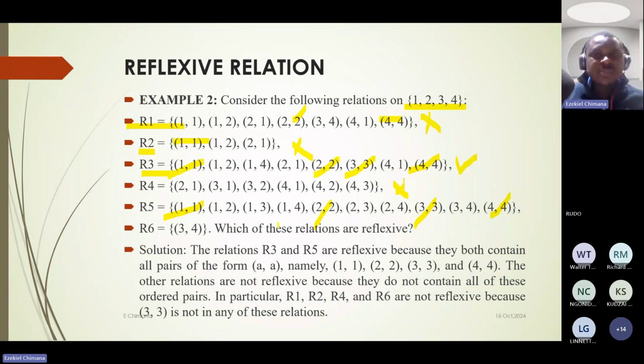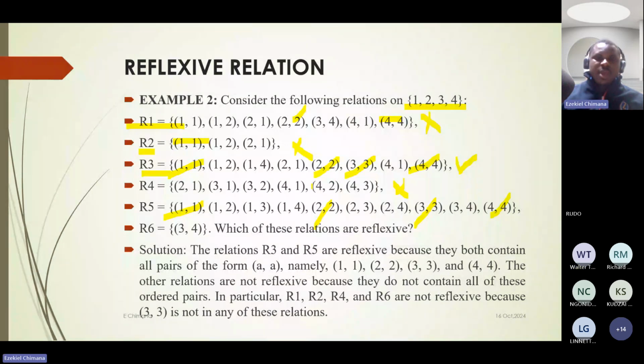For reflexivity, we are just saying for that relation, every element in X must be mapped to itself. So in other words, check on the reflexivity. We have got 1, 2, 3, 4, which means for the relation generated from this set, for it to be reflexive, within that relation we must have 1, 1, 2, 2, 3, 3, 4, 4, and then anything can be added on.